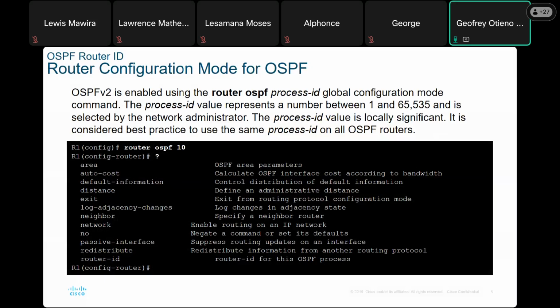So when you do router OSPF with the process ID, like 10, and then press enter, you will see the mode changing to config-router, meaning you are in a different mode. Then when you use the question mark, you'll find that there are other parameters that you can set, including the area, that again we'll be discussing more as we move on.